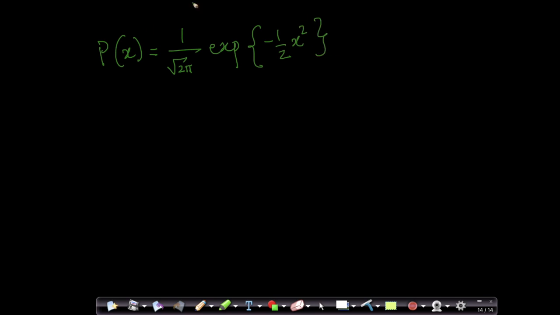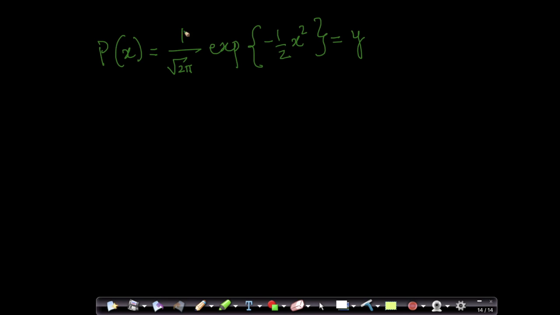So just bear with me. So what do we have here? We have probability of x equals 1 by root 2 pi exp of minus half x square. So what does this mean? If this was equal to y, and if you're trying to plot this function, let's try to plot this function.